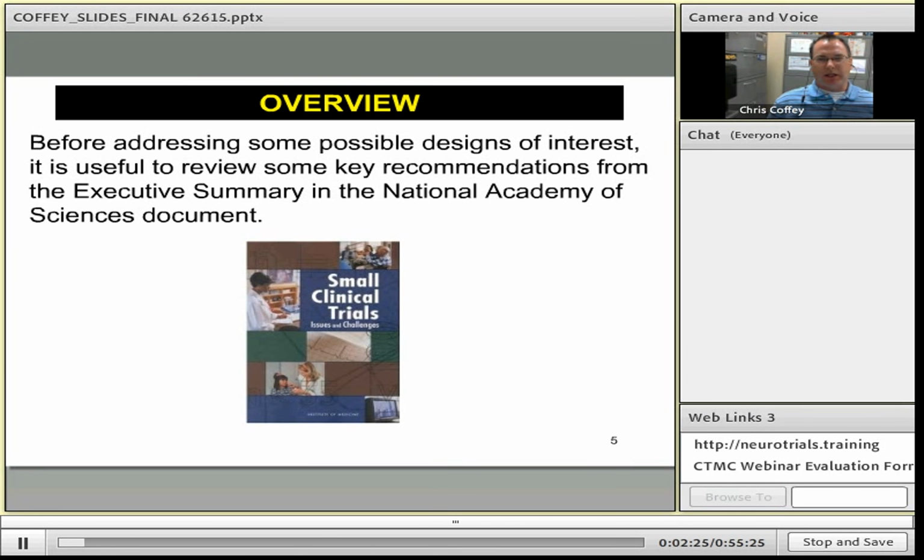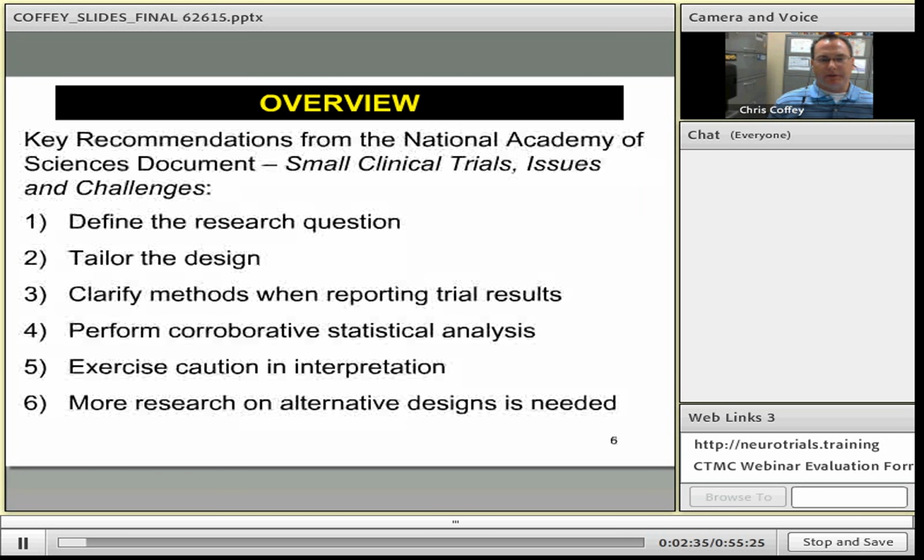Next slide. To start, I think it's helpful to review this document, which is almost 15 years old now. It came out in the early 2000s from the National Academy of Sciences: an executive summary on small clinical trials. Next slide. In it, this group got together and made some key recommendations for small clinical trials, which are listed here.